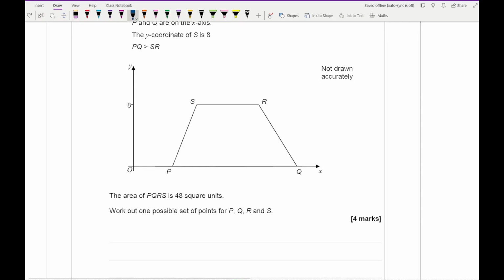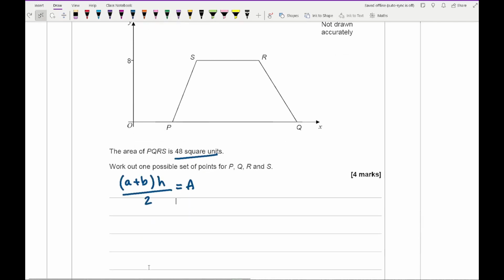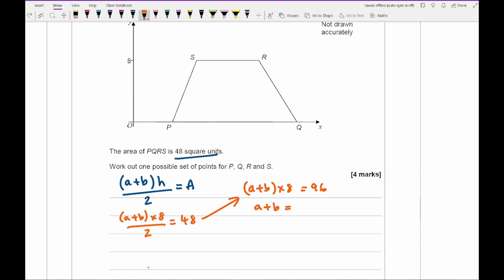So for this, we know that the area of the trapezium is 48. So I need to work out what the formula is going to be. We know that the area of a trapezium is (a plus b) times h divided by 2, and that equals the area. So substitute the numbers in here. I've got (a plus b) times 8 divided by 2 equals 48. So from this, (a plus b) multiplied by 8 equals 96, and a plus b, taking the 8 over by dividing, equals 12.